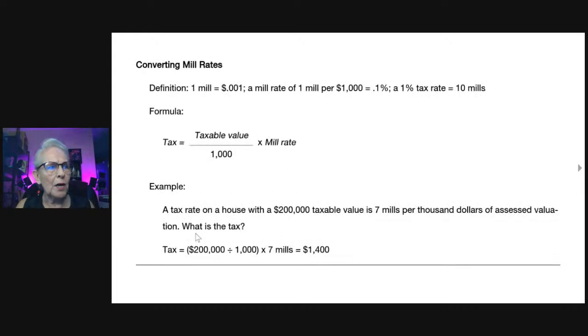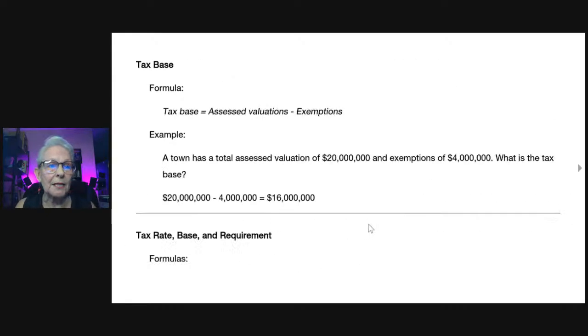So what is the tax? So the tax will equal 200,000 divided by the 1,000, 1 mill, that's 0.001, times 7 mills, because their taxable rate is 7 mills per $1,000. So 200,000 divided by 1,000, because they charge just on the $1,000 values, times 7 mills equals 1,400. So the tax rate for that property will be $1,400.